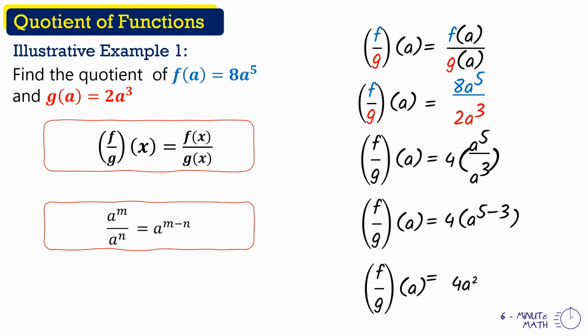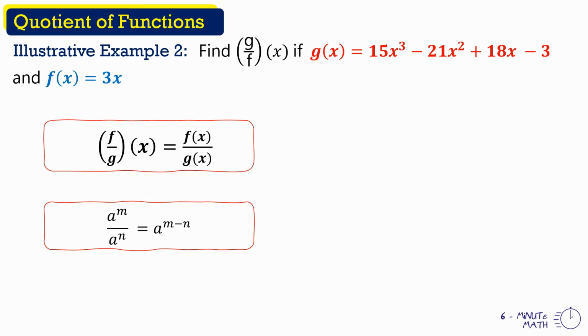Again, saan nanggaling si 4? Si 4 nanggaling siya kay 8 divided by 2. The answer is 4. And then, a raised to 5 over a raised to 3. Subtract natin yung exponent, 5 minus 3, we have 2. Our final answer now is 4a squared.